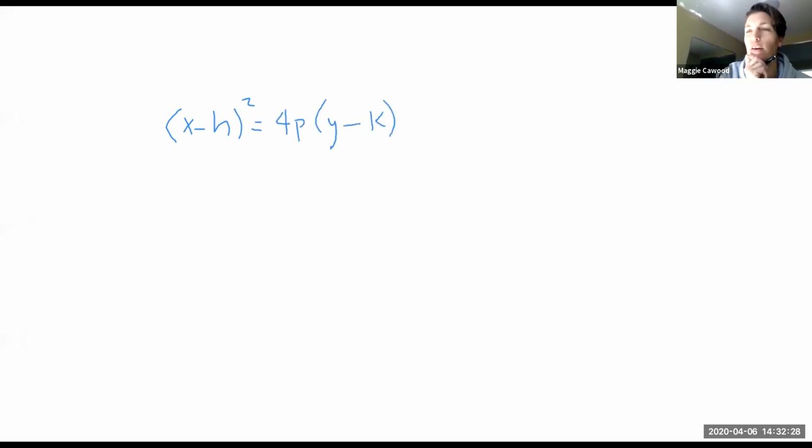I believe on the next slide we had, let's see, x minus h quantity squared equals 4p times y minus k. Okay, so we had that. We also had y minus k squared equals 4p times x minus h. Notice though, k always stays with the y and the h always stays with the x.